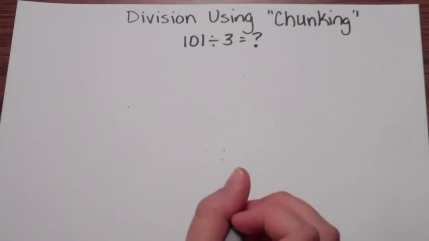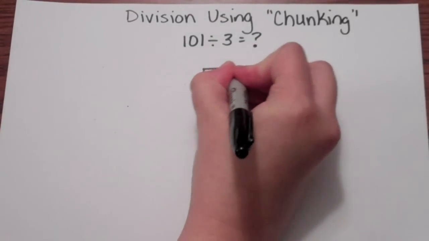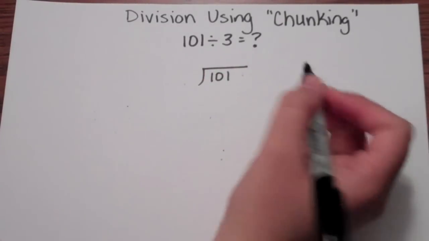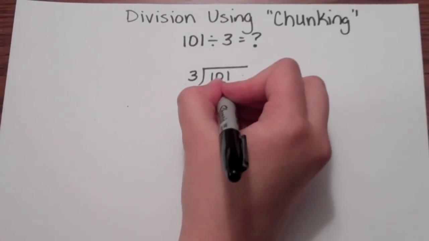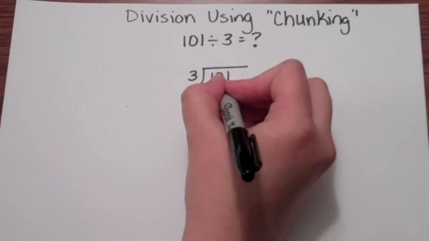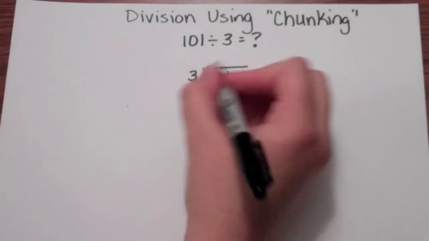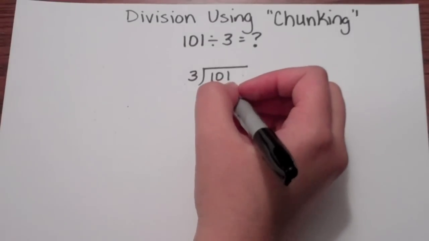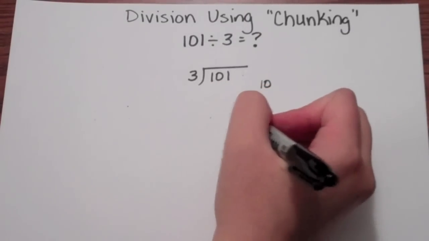The first thing I need to do is write my division problem in the correct format. Let me draw my house. I put the dividend, 101, inside the house. I put my divisor, 3, outside the house. I'm going to be dividing 101 into 3 equal groups. Or I'm going to be dividing my dividend, 101, into groups of 3. Either way you want to think of it. So the first thing I'm going to do is take out a chunk of 10. If I take out 10 threes, 10 times 3 is 30.